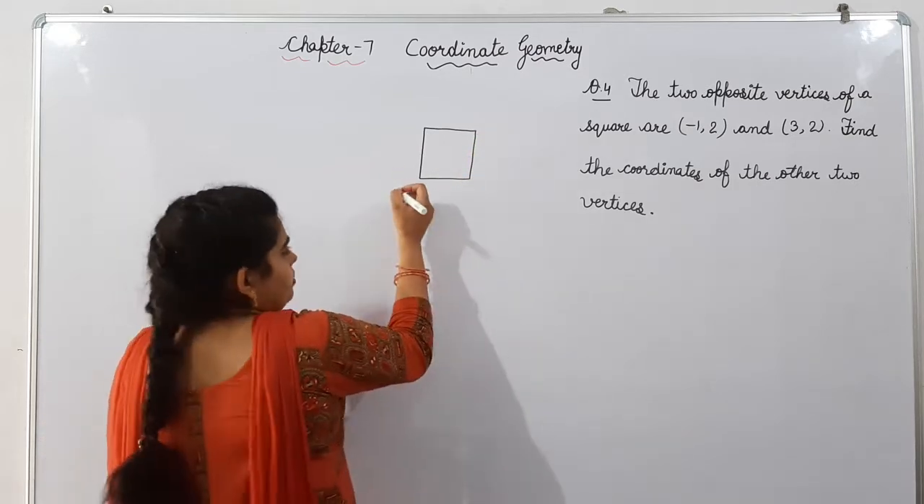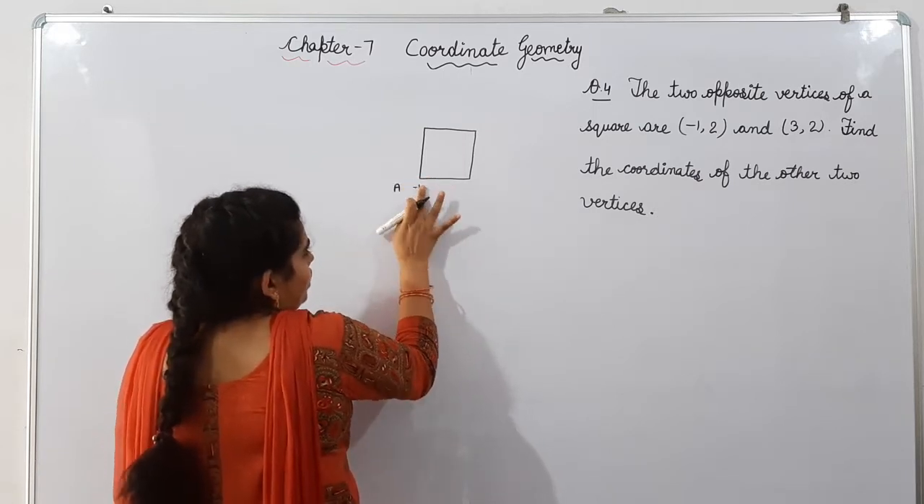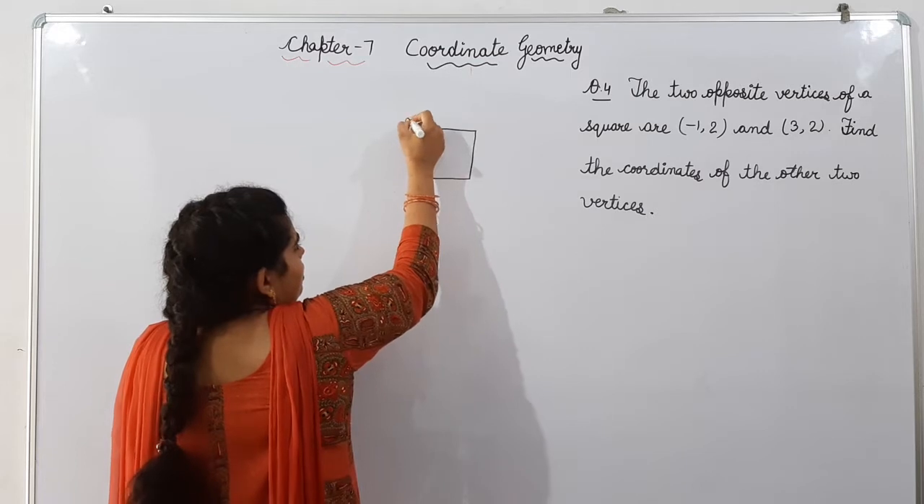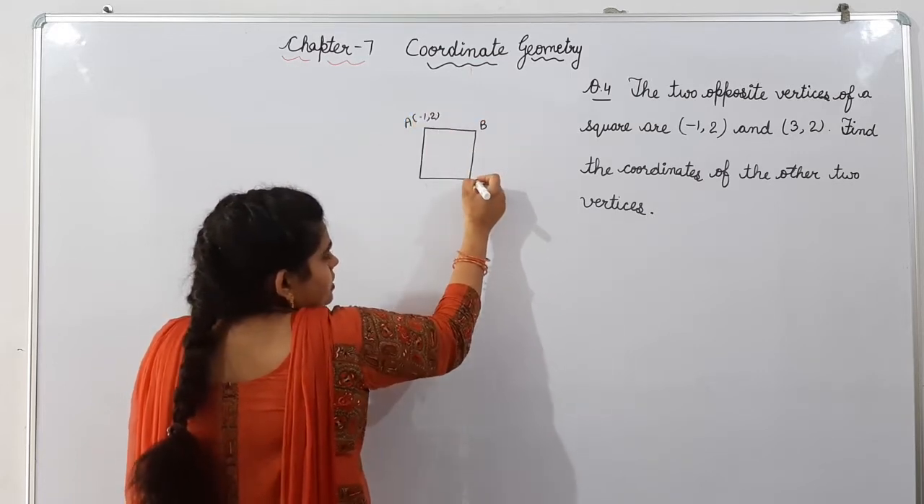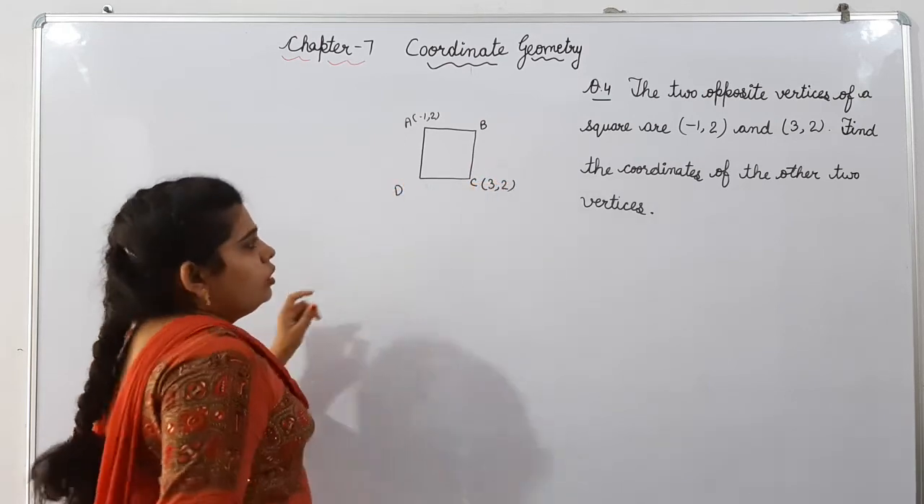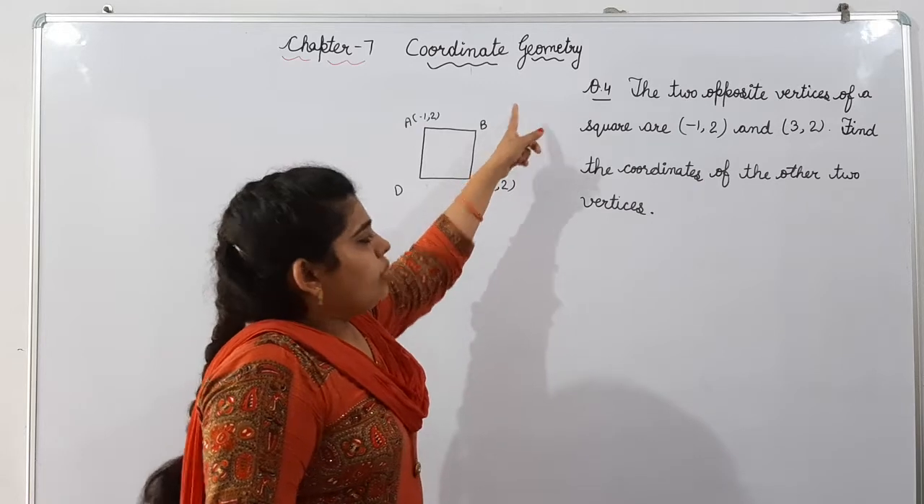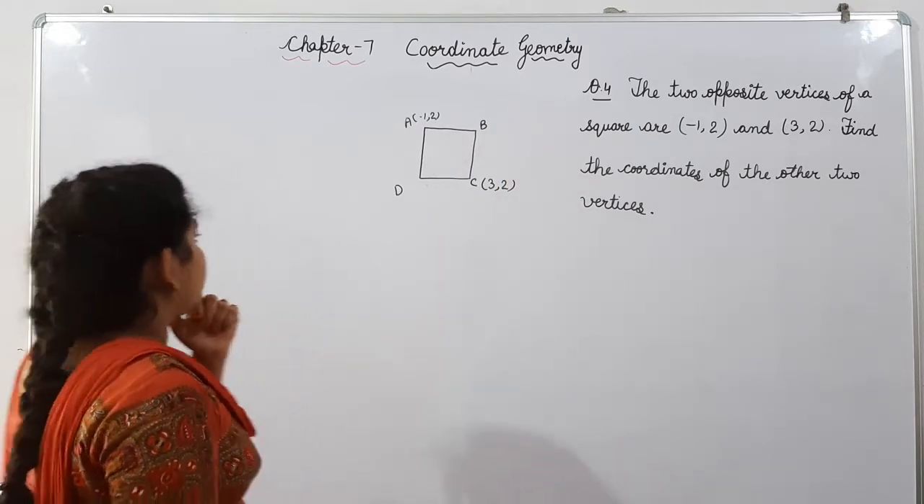Opposite means opposite each other. Let it is A and A is (-1, 2), B, C is (3, 2), D. We have to find coordinates of B and D in this question. How we will do this question?